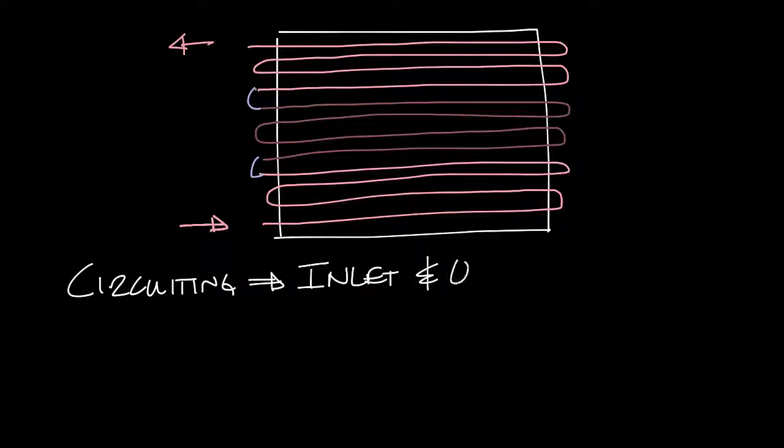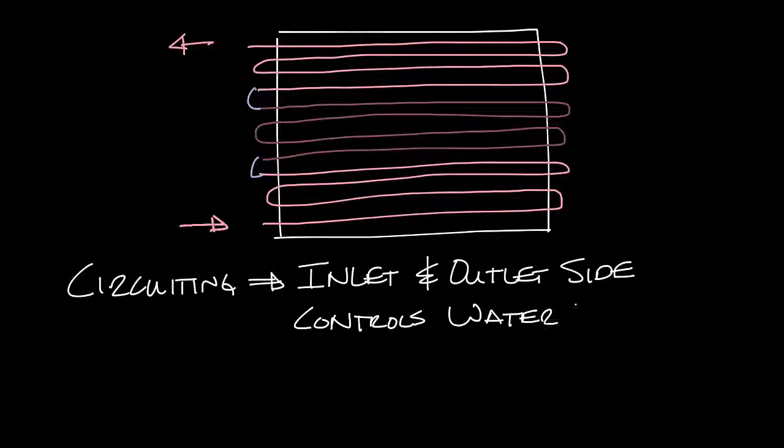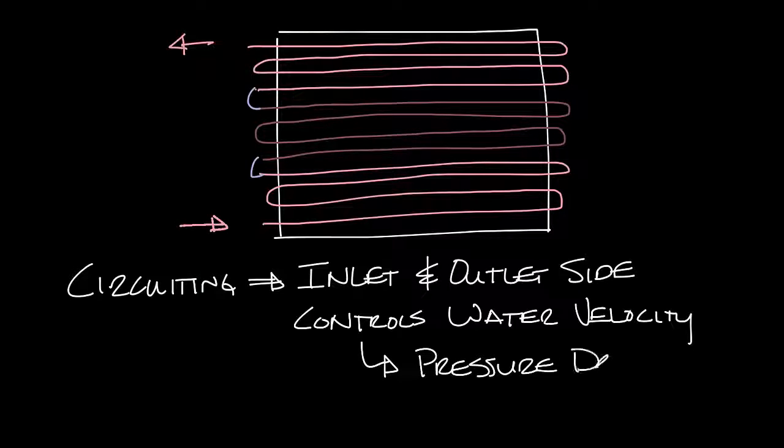First, you want to get the inlet and the outlet of the water coil on the correct side. Usually this means on the same side, so all your piping connections come to the same area. Second, you want to control the velocity of the water through the water coil. The water velocity affects the pressure drop and performance of the coil.